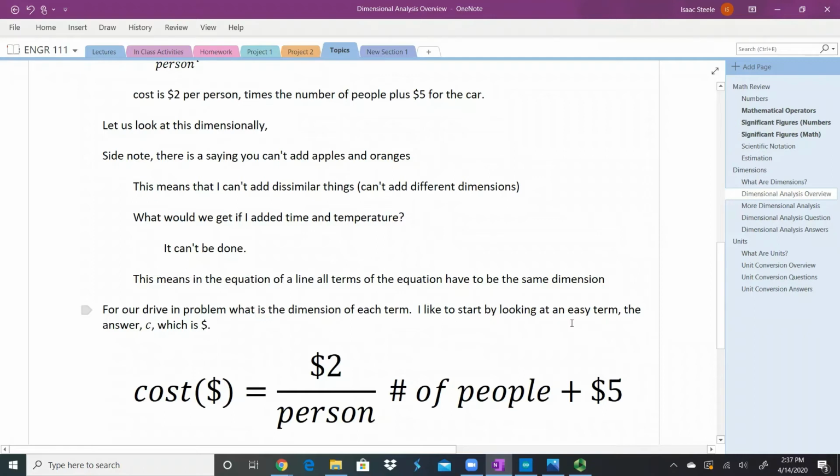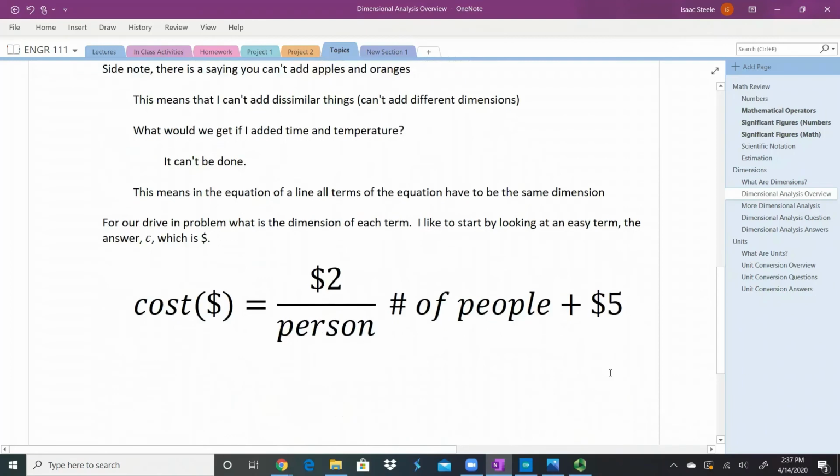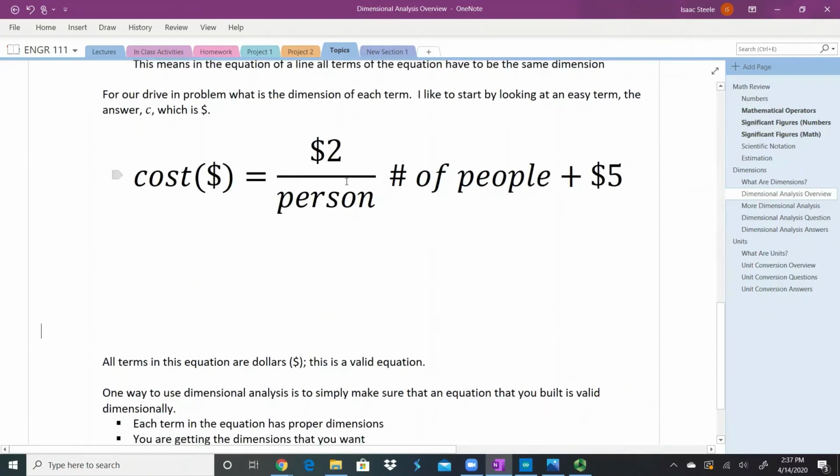Now when I go to the right side of my equal sign, I also notice that I'm adding some stuff together. And if I can only add like dimensions, that means that this first term has to be a cost, and this second term has to be a cost. I can definitely see that this second term is a cost. But what about this term here, this $2 per person times the number of people? I definitely see that there is a dollar sign there, which means that there is a cost involved, but I can't have a cost with other stuff. It strictly just has to be a cost.